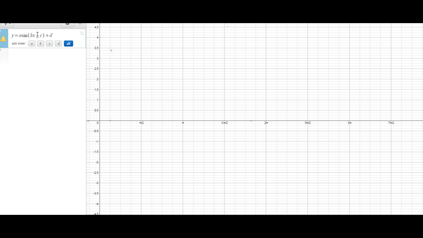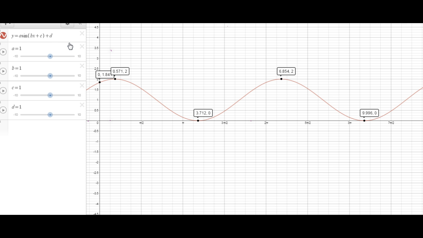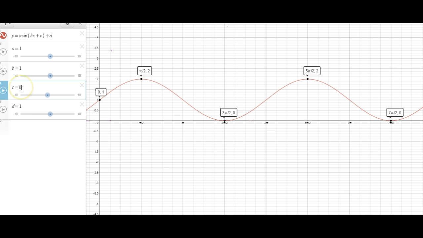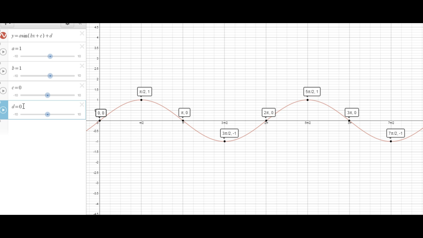Now, in Desmos, I can make sliders of those, right? You've seen it. We did that with other stuff. So I'm just going to say I want sliders for all. Everybody should have sliders. And I'm just going to move some stuff. I'm going to set c to 0, and I'm going to set d to 0. Right? Okay, so this is our basic sine function, right?